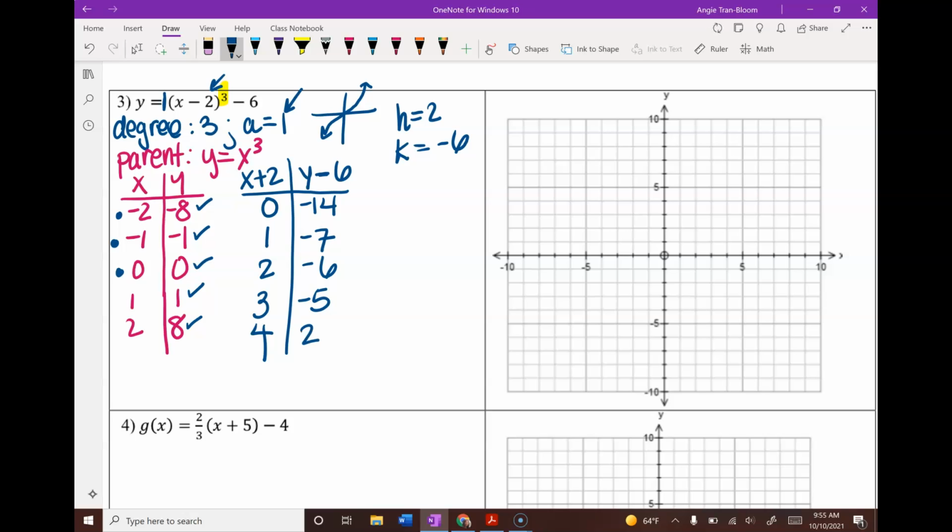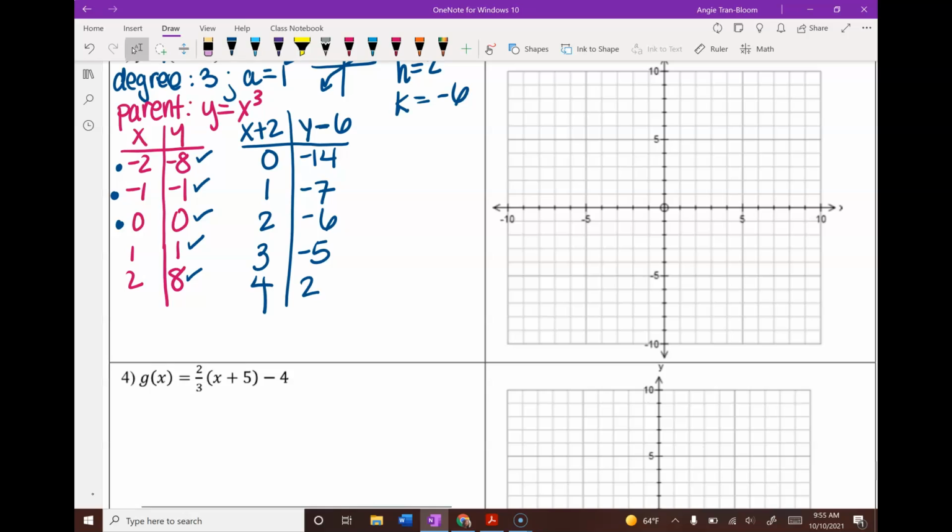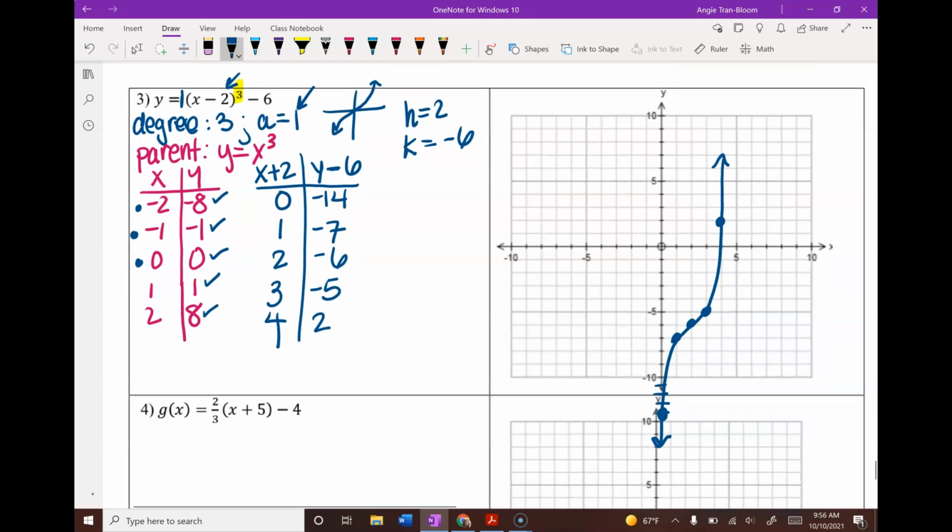Let's plot this. 0 is going to go all the way to negative 14. I have negative 10, negative 11, negative 12, negative 13, negative 14. We can always extend it a little bit if we want to. And then 1 is going to be negative 7. 2 is going to be negative 6. 3 is negative 5. And then 4, I'm back up here on the top. So it should look very similar to the parent. So here's what we have for our example 3.